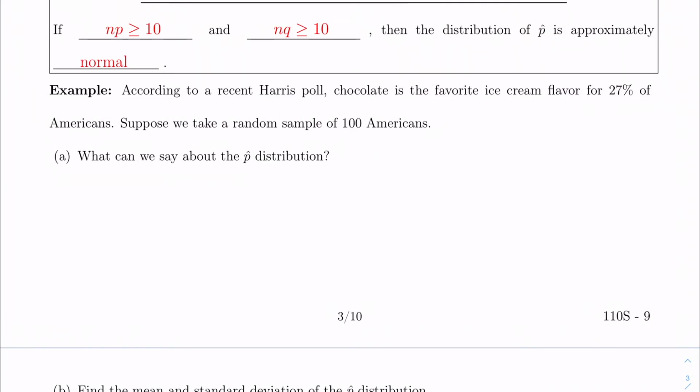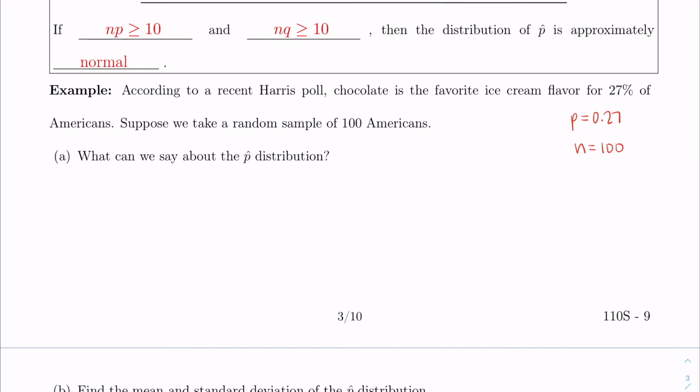In this example, we're told that p is equal to 0.27, or 27% of all Americans prefer chocolate ice cream. And so we're going to take a sample of 100 people. The first question: what can we say about the p-hat distribution? It's essentially asking us if the p-hat distribution is approximately normal or not.